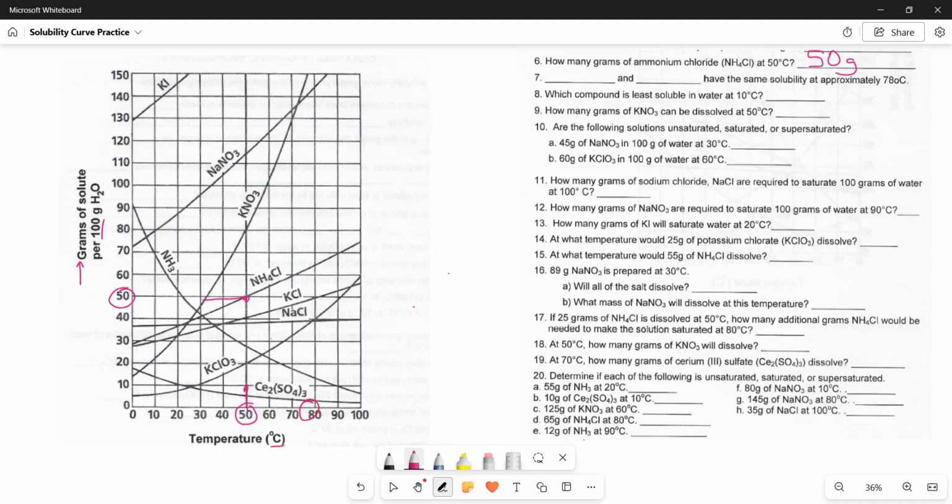In question 7, it says, which two substances have the same solubility at approximately 78 degrees? So we're approximately here on the x-axis. We're going to come up until we see where two different substances cross, and right here we see that there is an intersection between potassium chlorate and ammonium chloride, or table salt, sodium chloride.